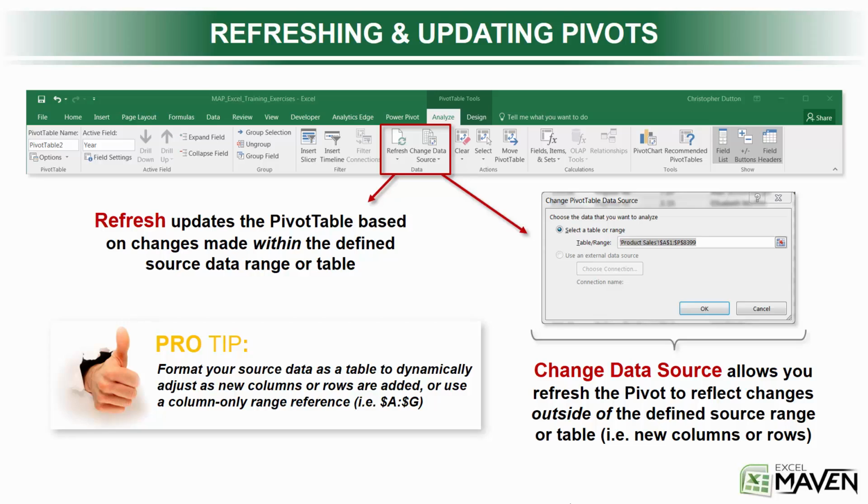Any change that you add outside of that box, like adding data to rows 101, 102, 103, or pasting new data into columns C, D, E, or F, those will not be captured by refresh. For changes like that, you need to use the second option, which is Change Data Source. And what this does, as you might expect, is allow you to refresh the pivot to reflect changes outside of that defined source range or table. So for instance, stacking on new columns or new rows of data.